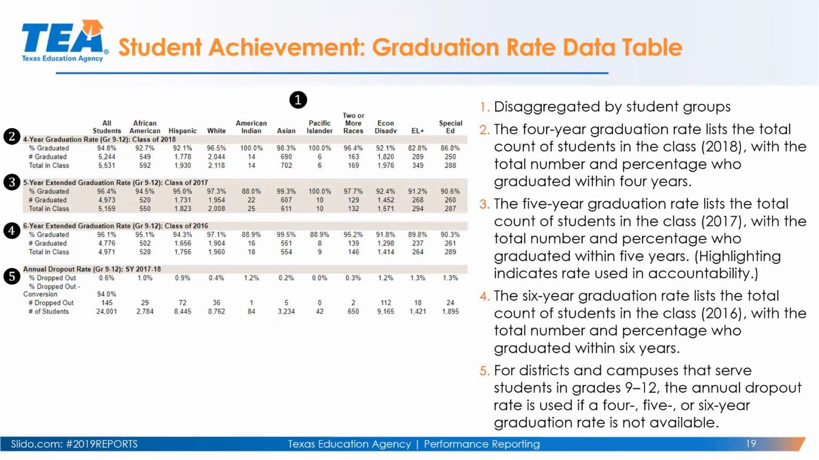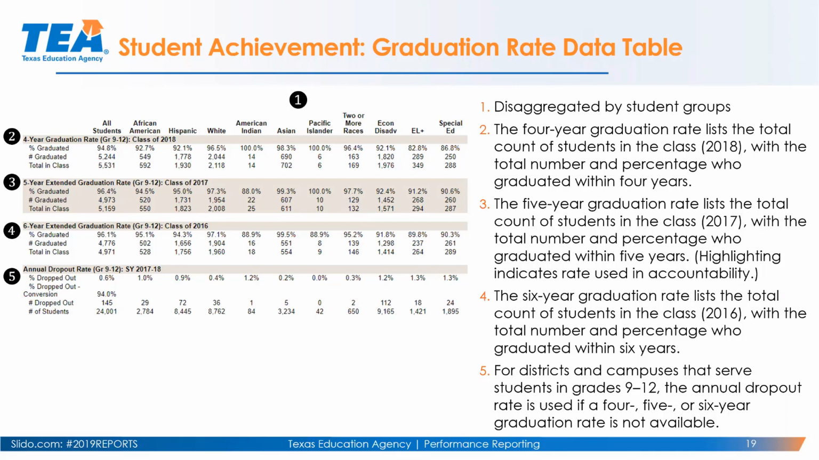Next, we have a 5-year graduation rate that lists the total count in the class of 2017 with the total number and percentage who graduated within 5 years. Now, if you look at this data table, you'll see highlighting around the 5-year. And that's because for accountability, we look at the 4-year, 5-year, and 6-year rate, and whichever percentage is higher is what is going to be used for accountability calculations.